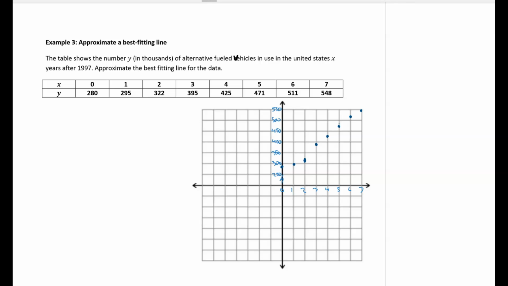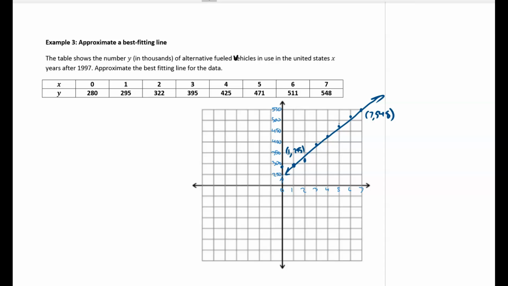So I'm going to go through this point. I'm going to go through this point. Okay, that's the line I'm choosing. Let's try this again. Right, this point and that point up there. So I'm choosing the point 1, 295, and 7, 548. Okay, so I have 2 points.